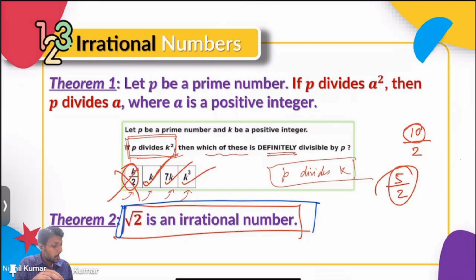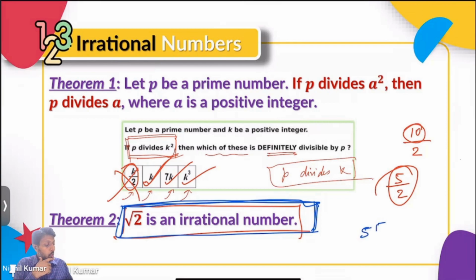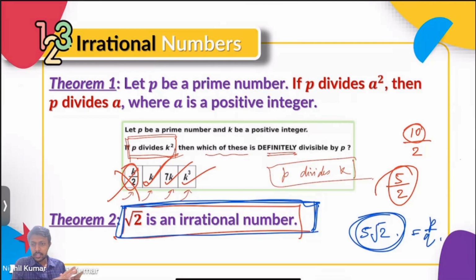So let's say if someone asks you to prove that 5 root 2 is irrational. Okay. There are two ways to go by it. You can either start from scratch, assume this to be P by Q and follow the proper process and so on. Or you can quote this theorem. You can say that since the theorem number 2 says that root 2 is an irrational number, we believe that root 2 is an irrational number.